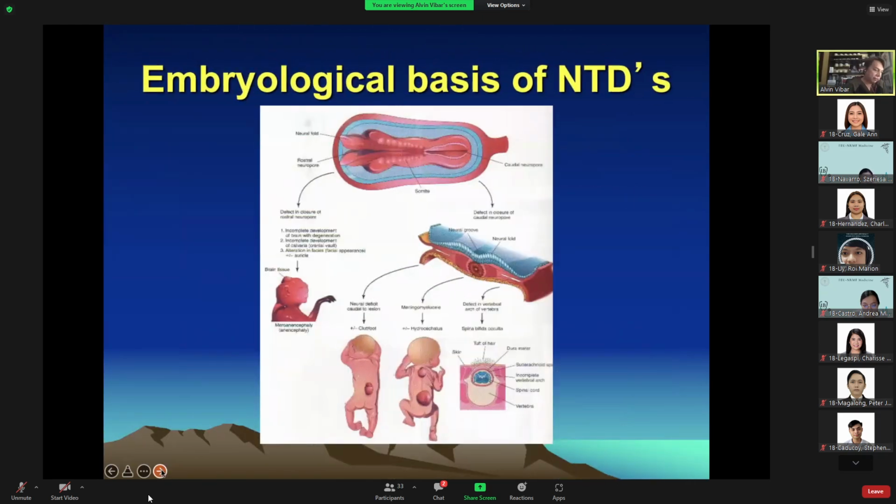This is the developing neural tube. Earlier, we mentioned that you have openings. If for some reasons hindi magsara si cranial neuropore, that will lead to anencephaly. If for some reasons hindi nagsara si caudal neuropore, that will lead to spina bifida.